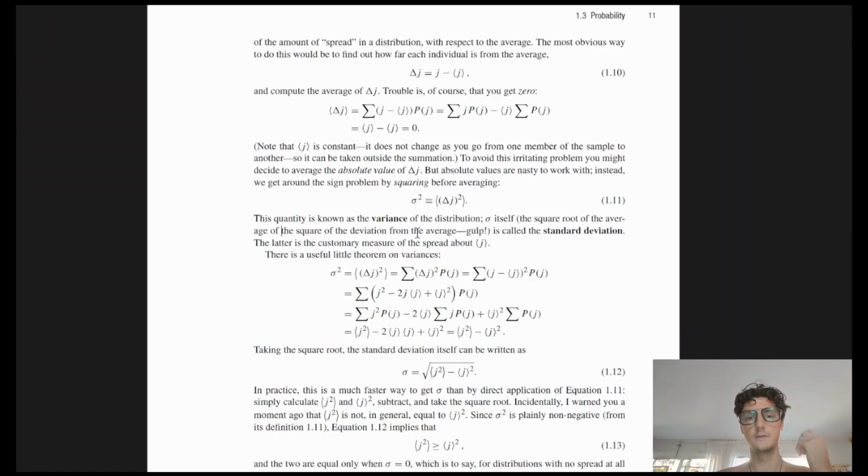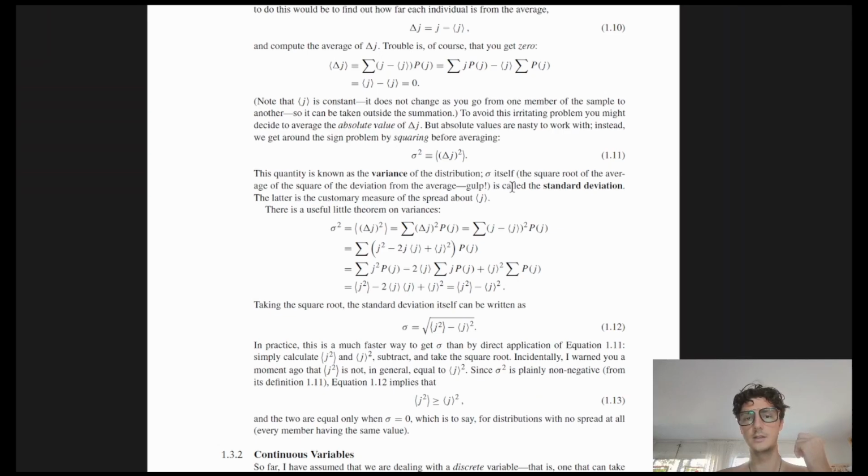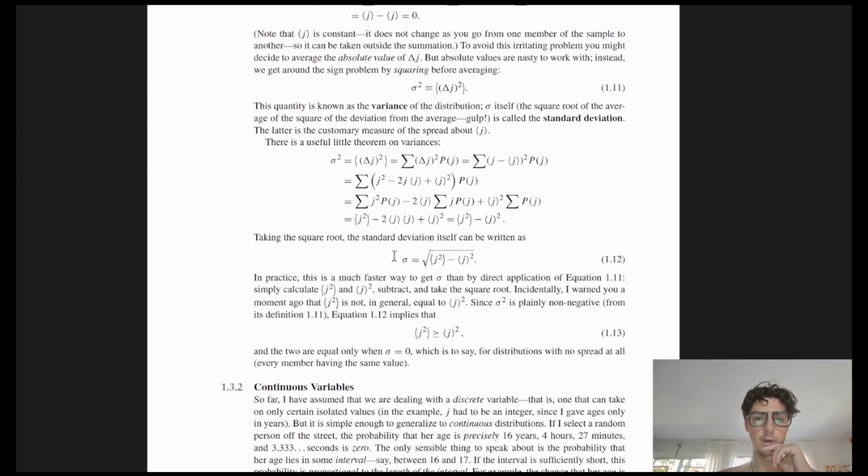This quantity is known as the variance of the distribution. Sigma itself, the square root of the average of the square of the deviation from the average. My boy Griffiths knows when we're struggling. So this thing, sigma itself, is called the standard deviation. Cool. The latter is the customary measure of the spread about the average of J. Interesting. The latter. So what we're looking for is just the variance here, which I guess they calculated from this.